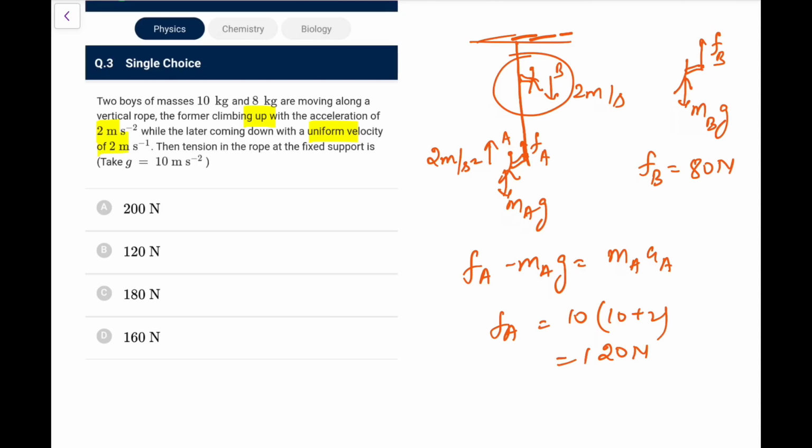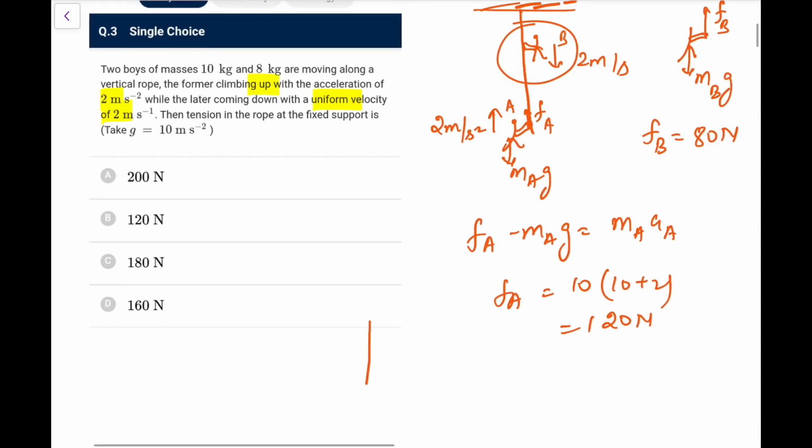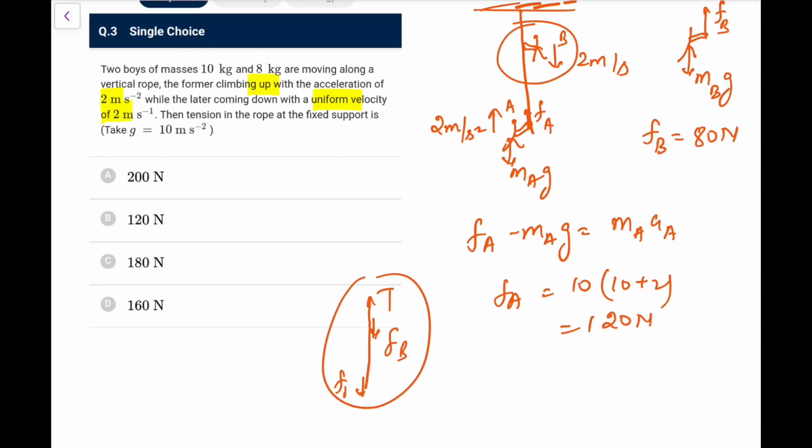Now for the equilibrium of the rope, both the frictions act down on the rope, so that must be supported by the tension or the fixed support force. FB and FA both must be balanced by tension, and tension must be equal to 120 plus 80, that is 200 newton for this particular case. So it's a very interesting question, and it's not that easily asked a question.